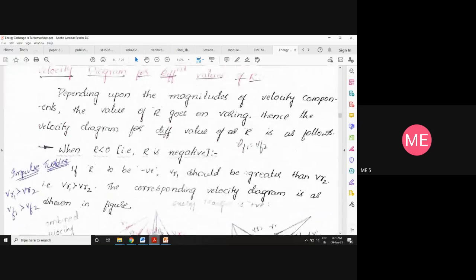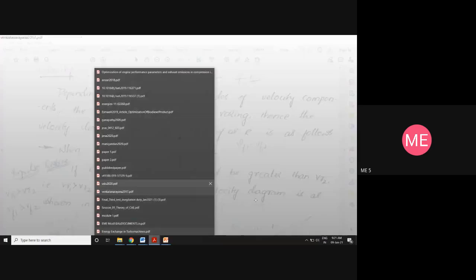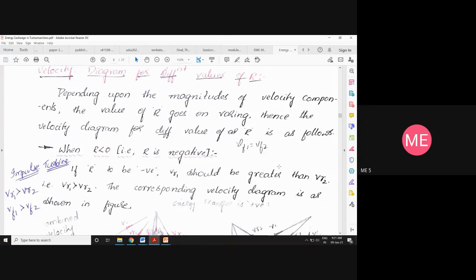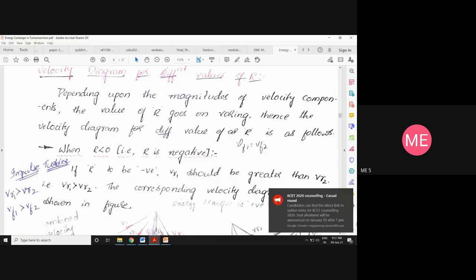One is the relationship between degree of reaction and utilization factor. That is one question he is going to ask in the exam many times. And the second question he may ask is to derive the modified Euler's turbine equation. These two they have asked many times.